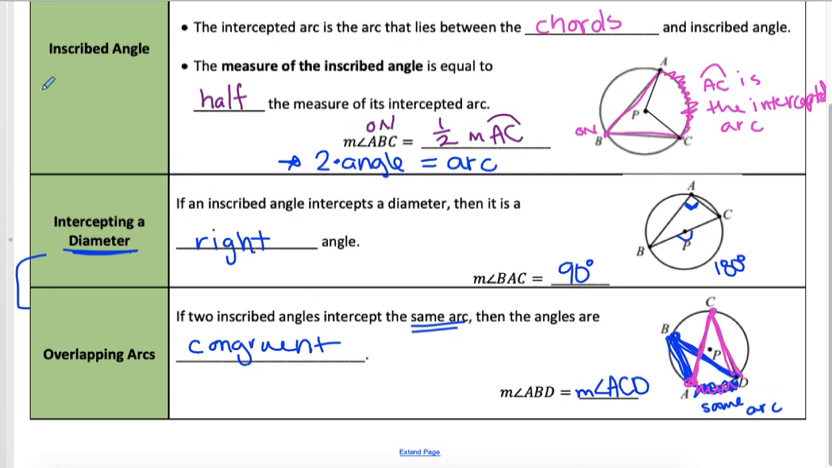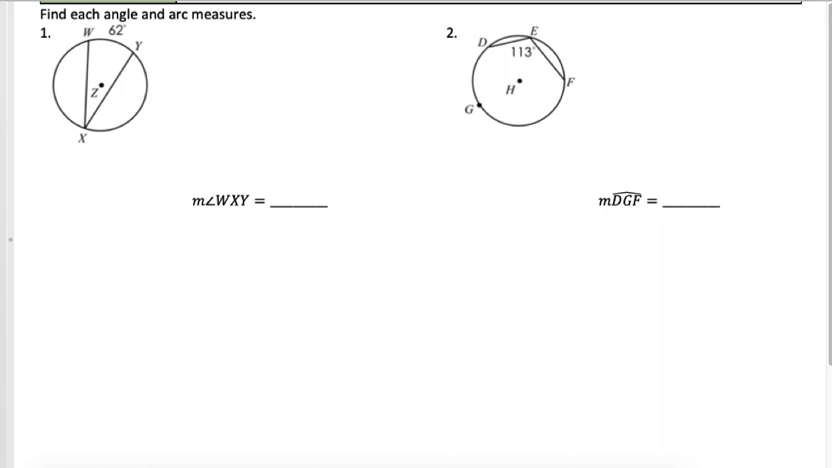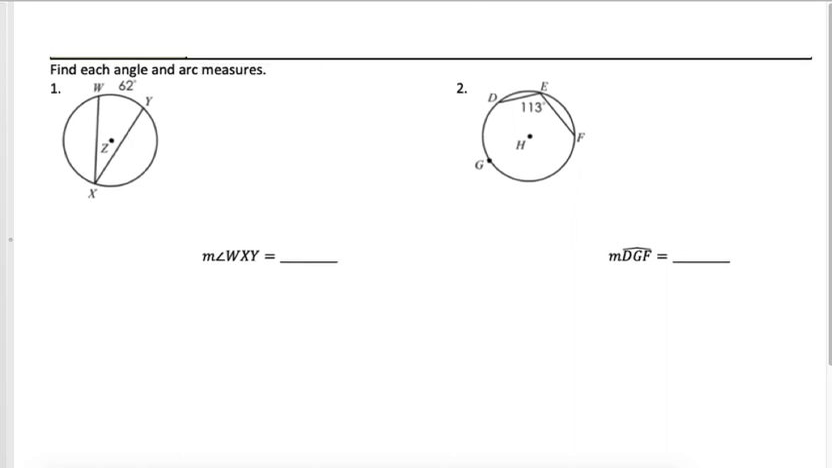So let's get into some examples, practicing the idea that 2 times the angle equals the arc. That's our main rule for any angle that's on the circle: 2 times the angle equals the arc.